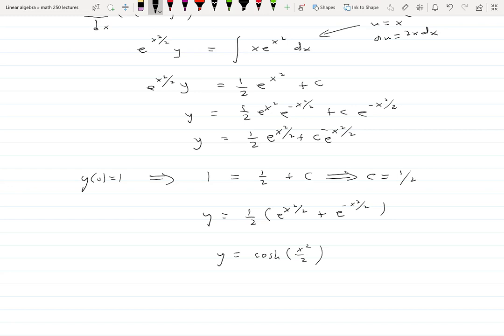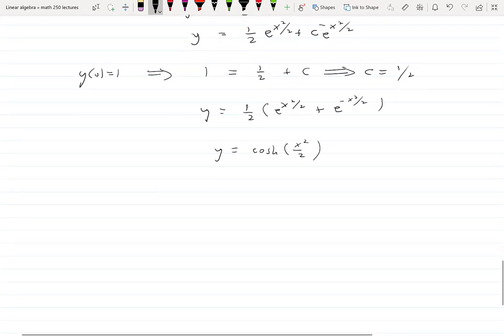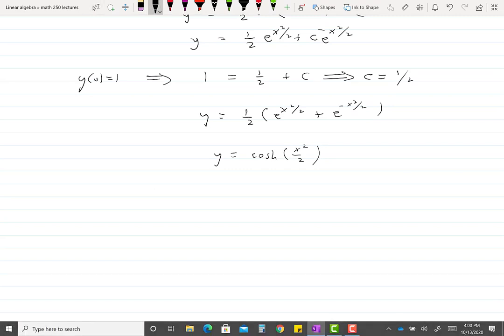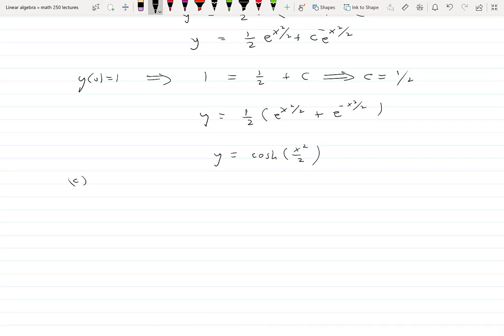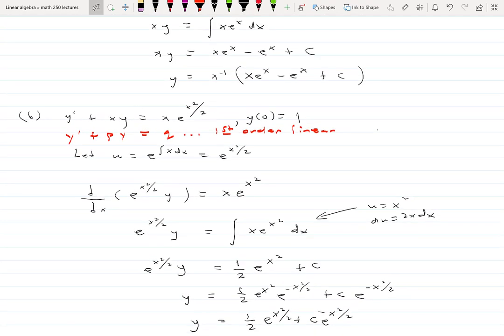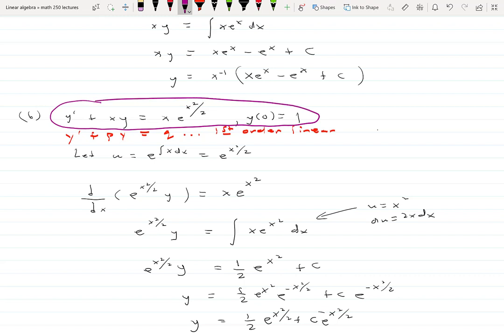All right, I'm going to take a look at one more example. This last example is a bit tricky, and we have to do a little bit of thinking outside of the box, so to speak. But it's a fairly common example. So look at our last example. Our last example was y prime plus xy equals x e to the x squared over 2.